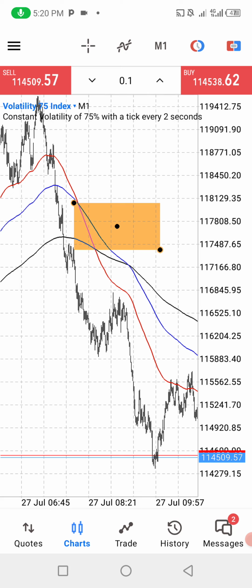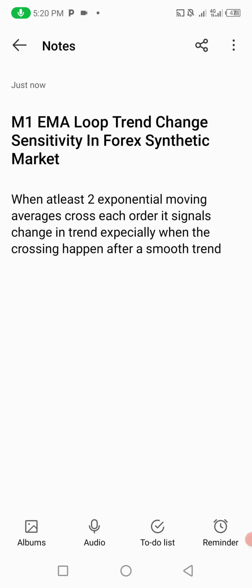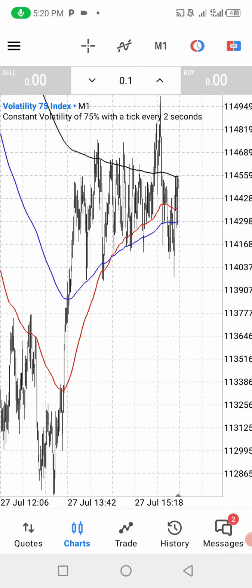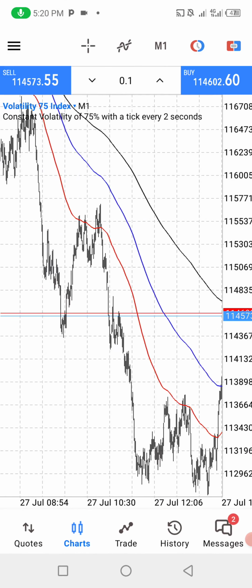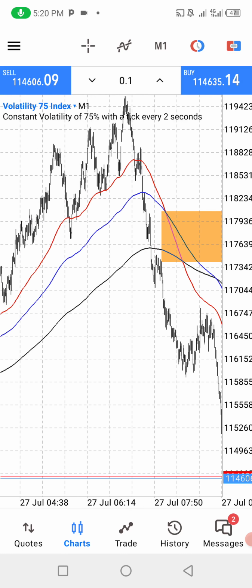What is sensitivity? Let's go back to the document. M1 EMA loop trend change sensitivity. The sensitivity of trend is a kind of factor by which a forward trend tends to change to a reverse trend.